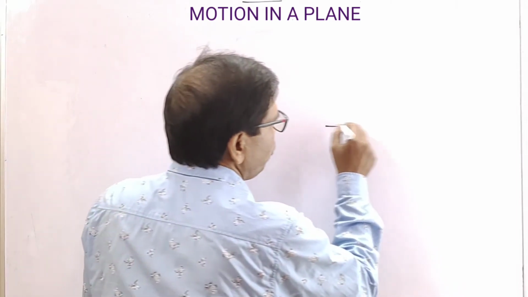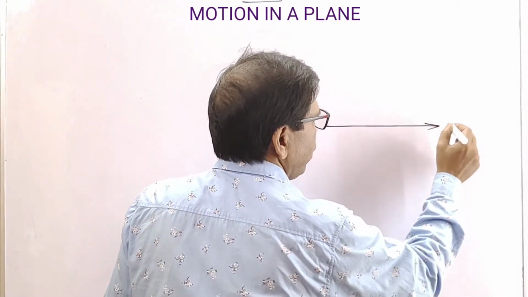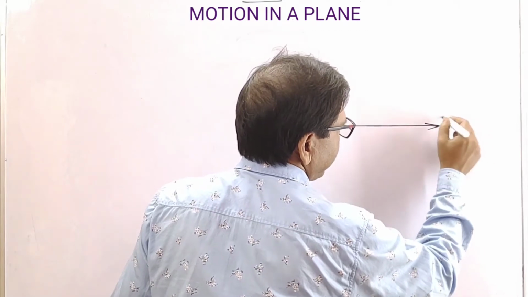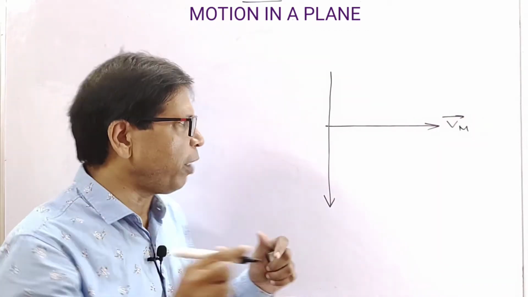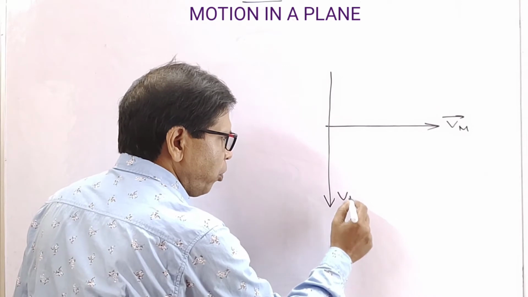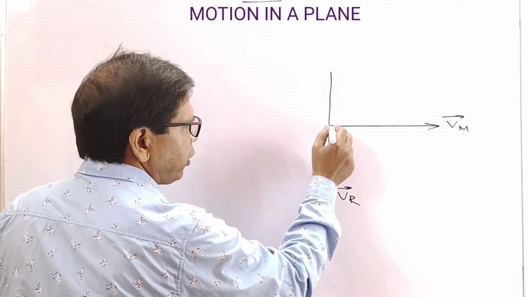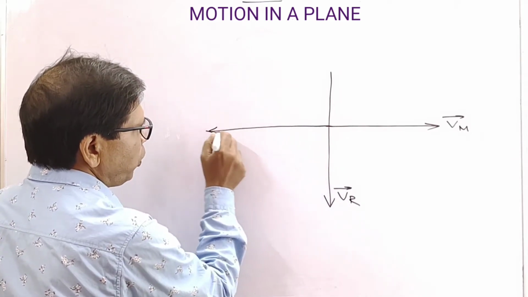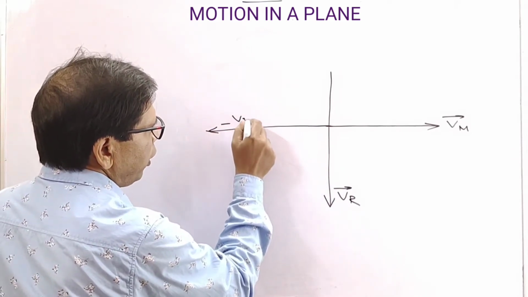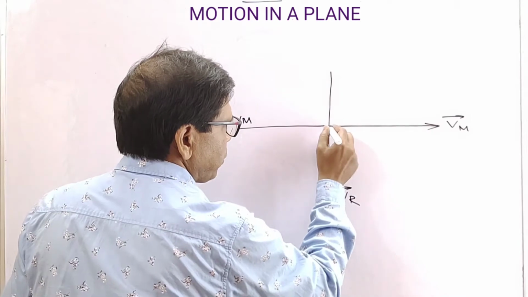Suppose a person is moving in a horizontal path with a velocity Vm vector. The rain is falling vertically. So, relative motion of rain with respect to the man: look at this. If we produce Vm in the opposite direction, the person will be raised at this point.